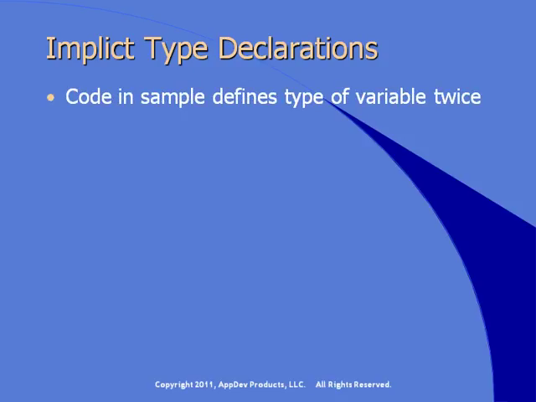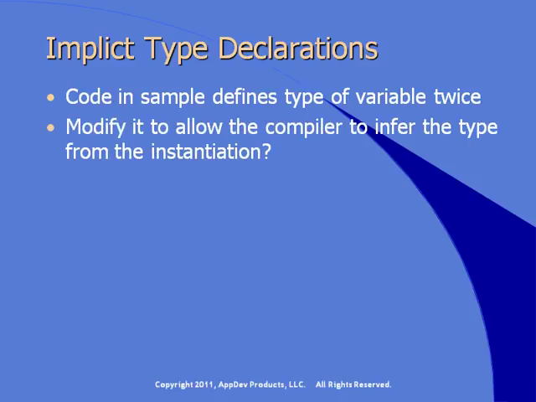If you noticed, when we created the generic list of myFileInfo, the code in the sample defines the type of that variable twice. What if you want to modify it to allow the compiler to infer the type from the instantiation on the right-hand side of the equal sign? When you're writing LINQ and working with anonymous types, this is required. But in code like this, where we're not even using LINQ, it can still be a useful feature. Let's take our original procedure and modify it to save a little bit of typing.